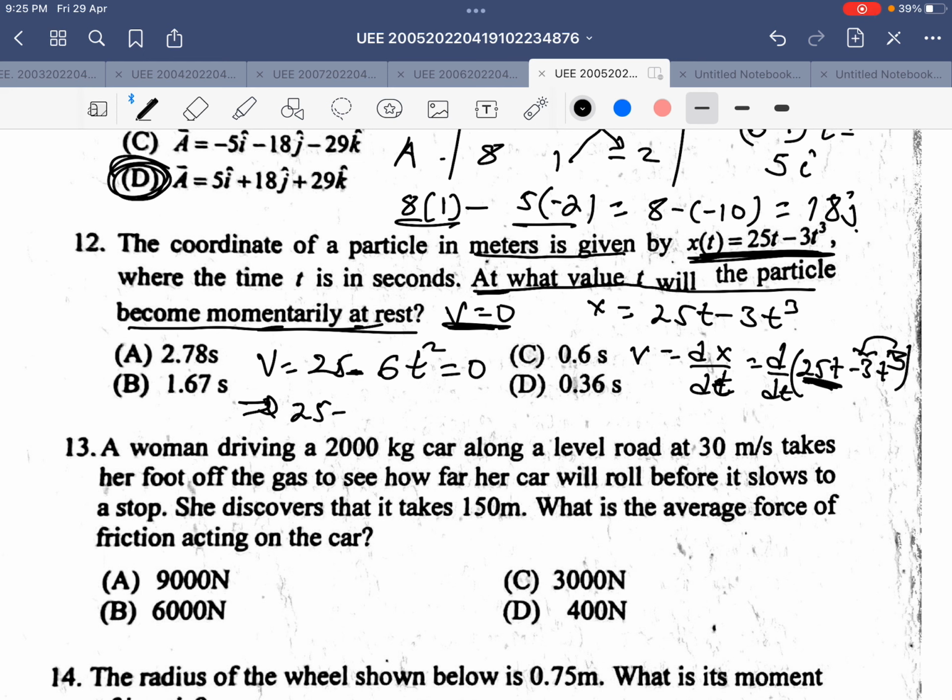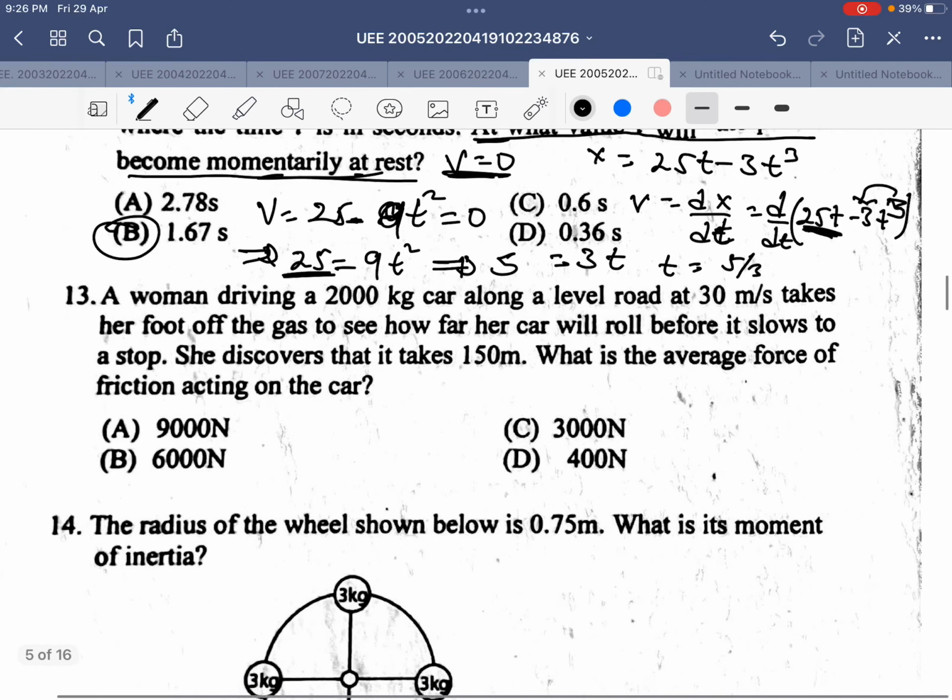Now 3 times 3 is 9. This one is 9, not 6. 25 is equal to 9t squared. When you put both sides under square roots, this becomes 5 is equal to 3t. Now t is equal to 5 over 3. 5 over 3 means 1.67, yeah. The answer is B. B is the correct answer.